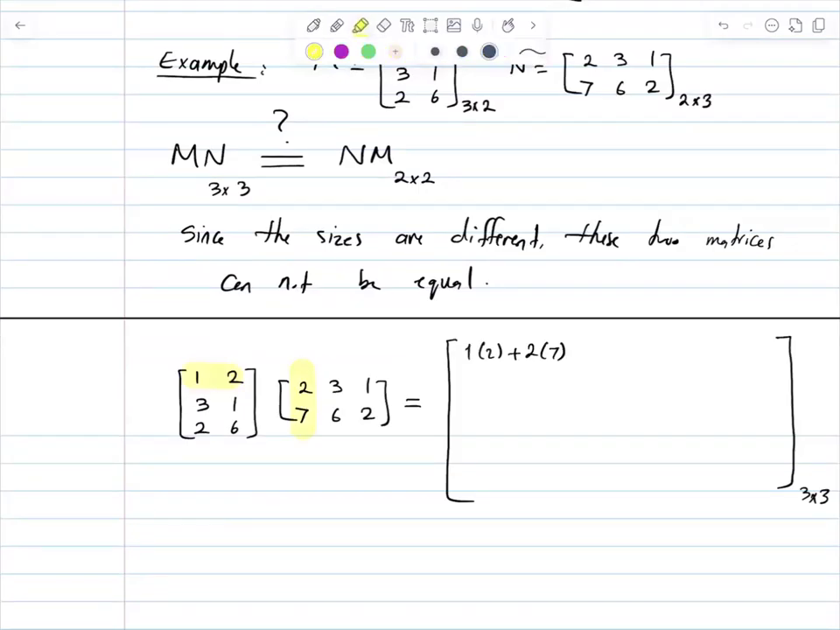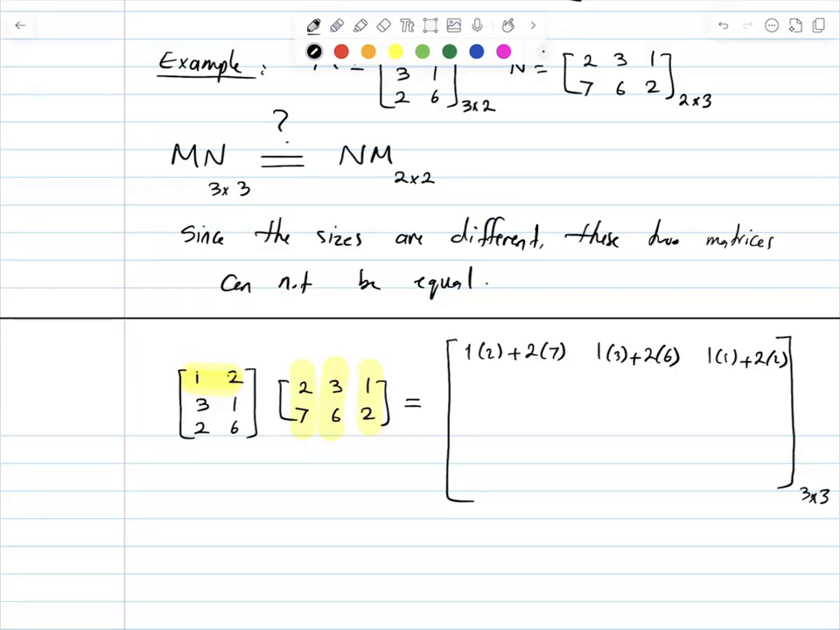Then the first row multiplied by the second column. So you have 1 times 3 plus 2 times 6. And finally, the first row multiplied by the third column. So one by one, we do the multiplication. 1 times 1 plus 2 times 2.